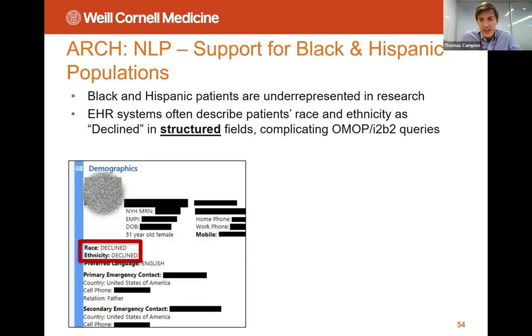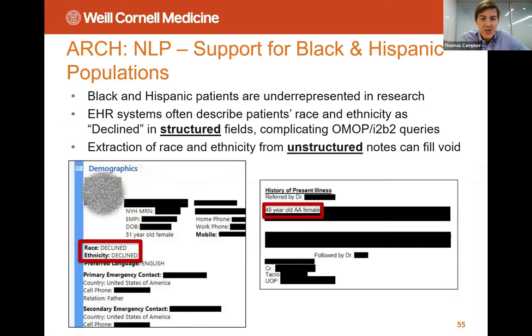As we looked at the electronic health record data at our institution, we saw that about 50% of patients did not have a structured value for race or ethnicity, and that oftentimes there was either nothing specified, it was null, or it was declined. So it just really wasn't useful. It was also unclear: did a patient actually decline, or did a registration clerk quickly click through different screens and select declined?